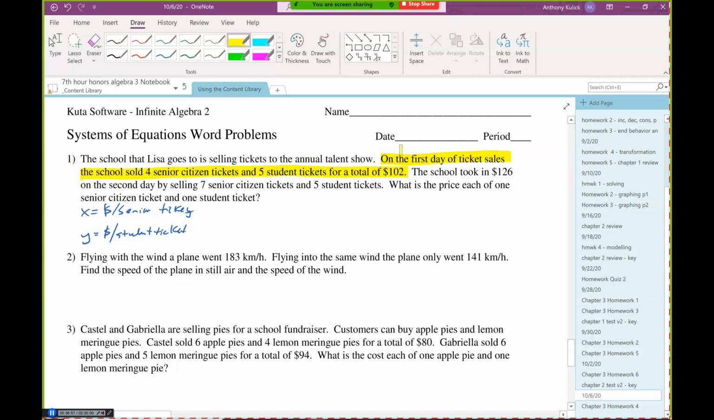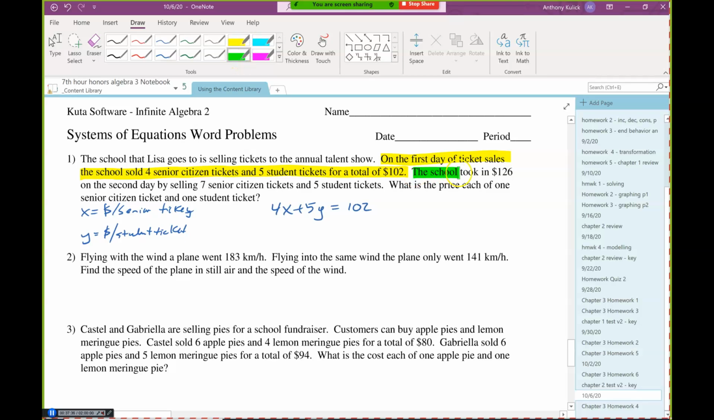So what equation can we write that describes the first day? Joe? Great. So 4 times the cost of the senior citizen ticket plus 5 times the cost of the student ticket should give us the total amount of money we brought in for that very first day. Makes good sense to me. Everybody agree with that?